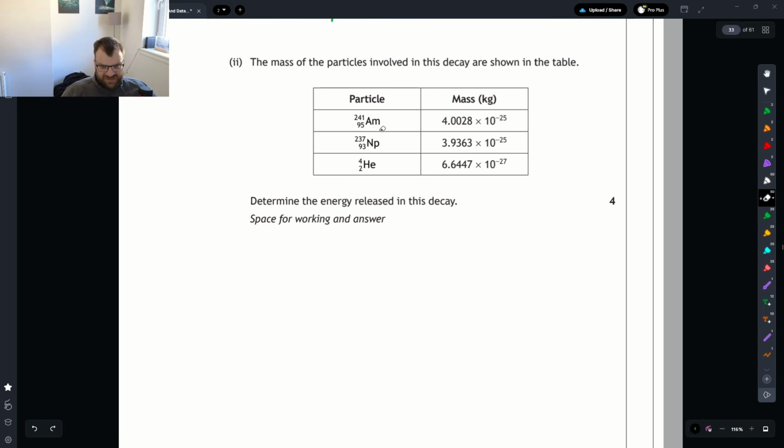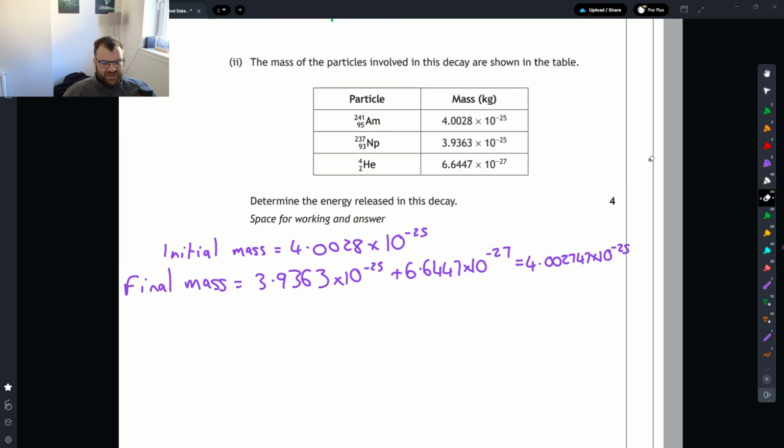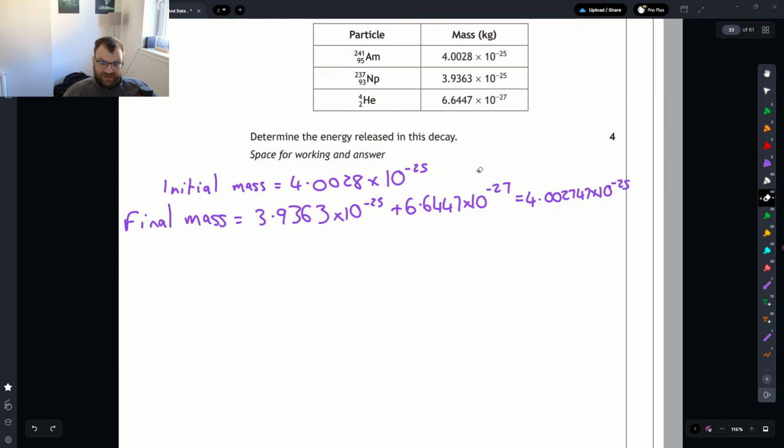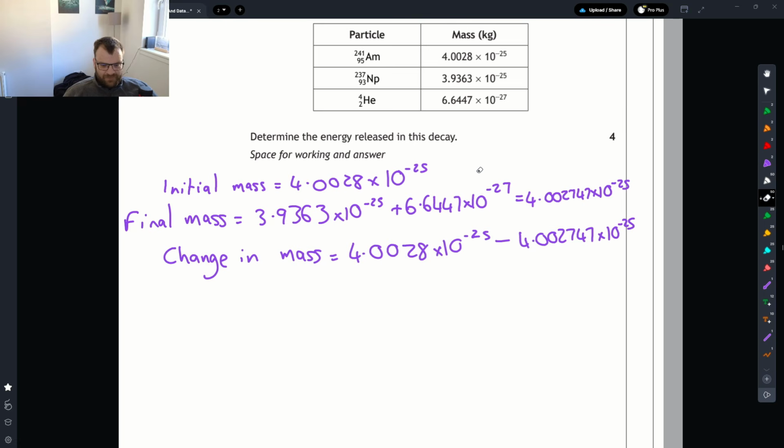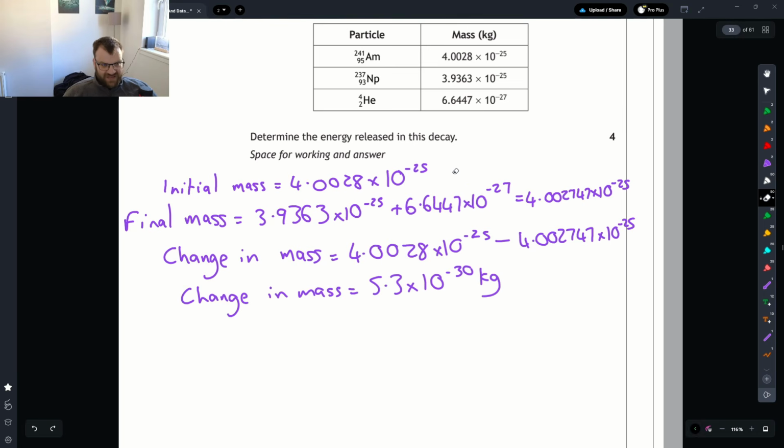Well, the americium atom is our original. That's the starting mass. It's just going to be that by itself. And then the products are the neptunium and the helium nucleus, so they're going to go together to give us our final mass. Calculate the difference by taking them away from each other, and we get a change of mass of 5.3 times 10 to the power of minus 30.